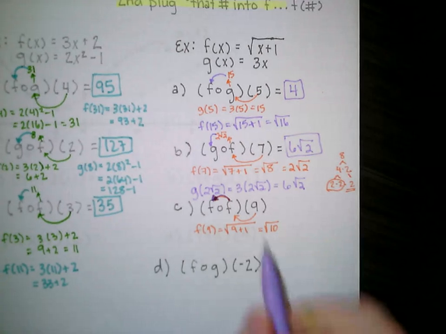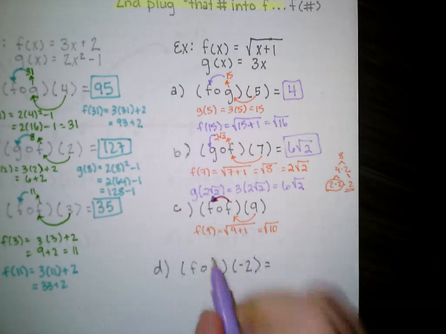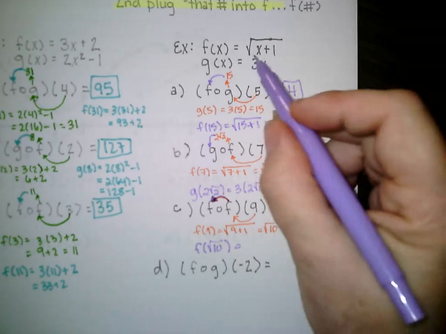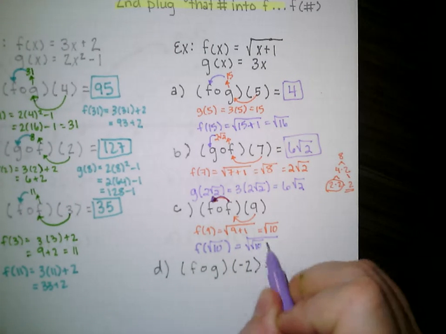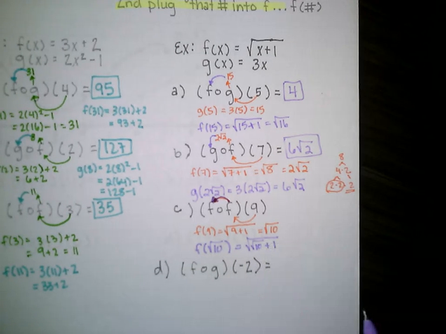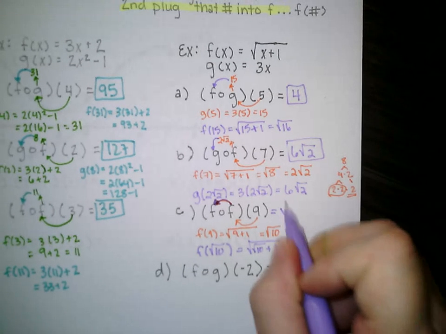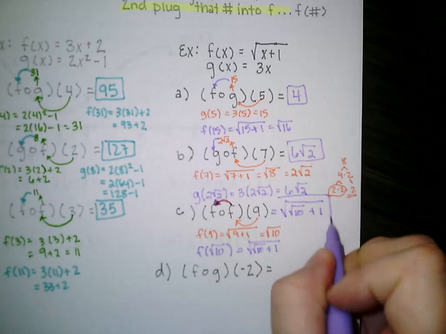Then that output, 9 goes into f, square root of 10 comes out and goes back into f. So f of square root of 10. So I have square root of 10 plus 1. Well, it ain't cute, but it's the answer. Square root of square root of 10 plus 1. Nothing we can do to simplify that.